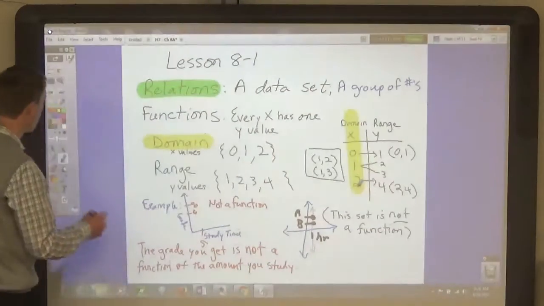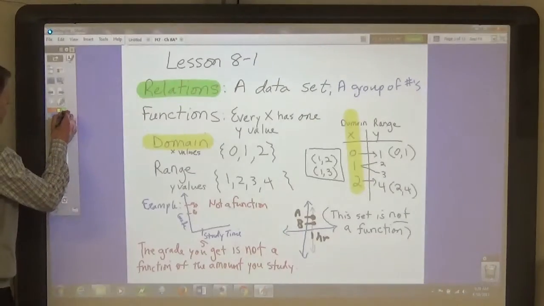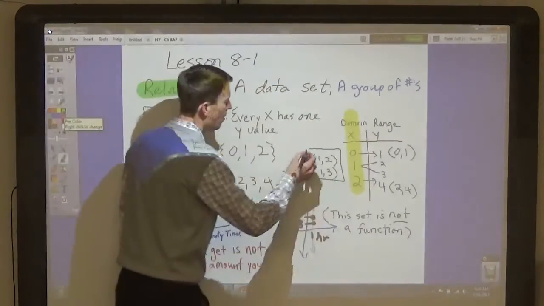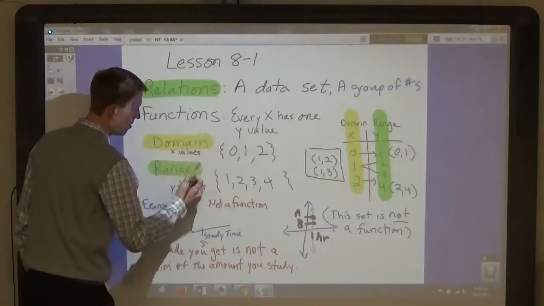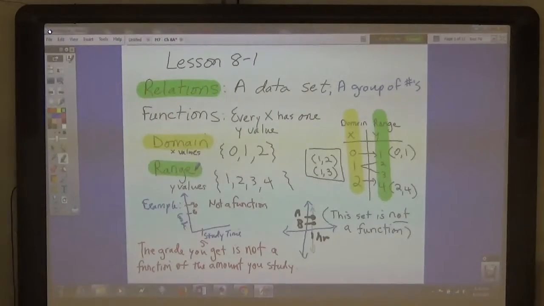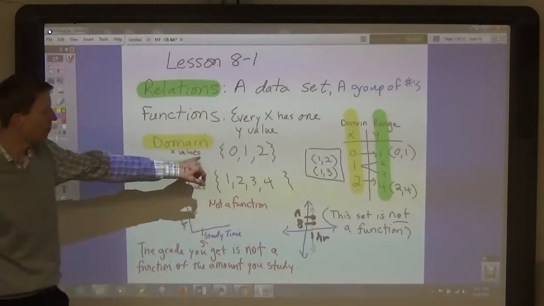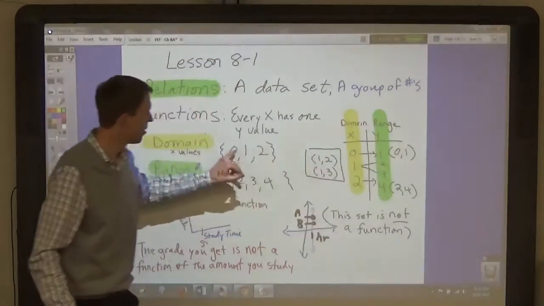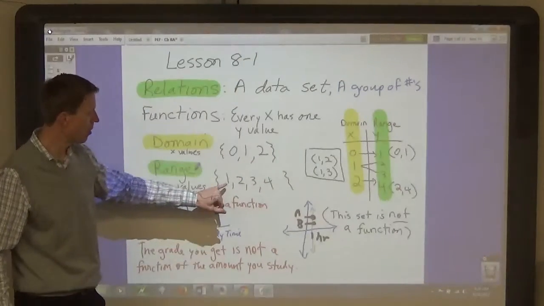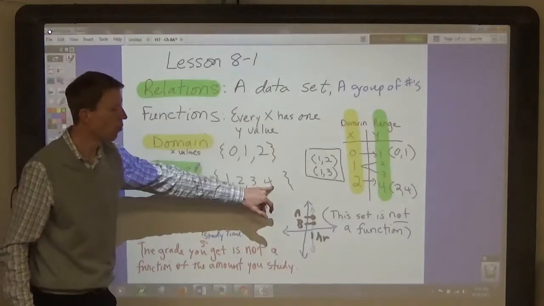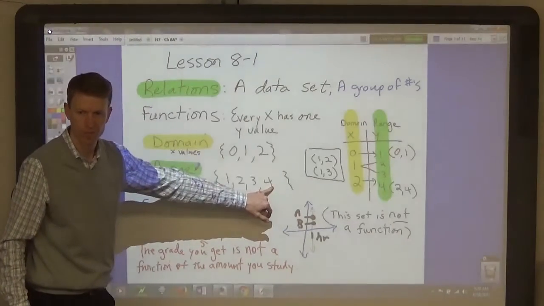And if it asks you for the range, then you would list the y values. The y values are called the range of the relation. Okay? So highlight those. The domain of this relation are 0, 1, and 2. And the range numbers are 1, 2, 3, and 4. Okay?